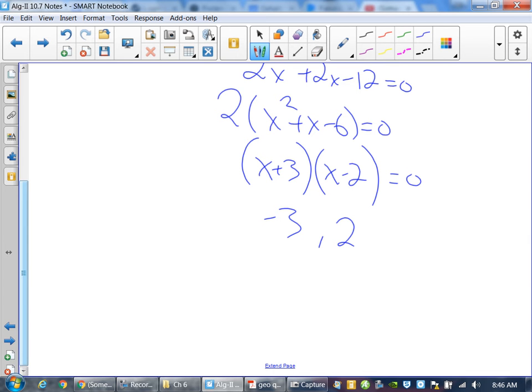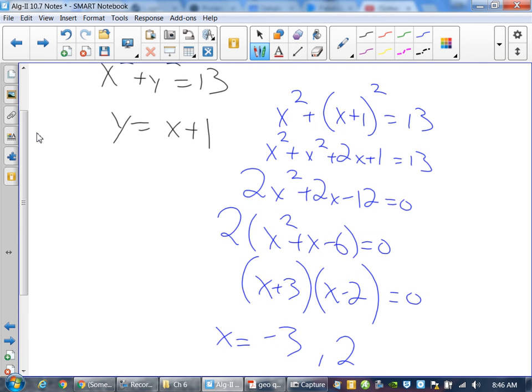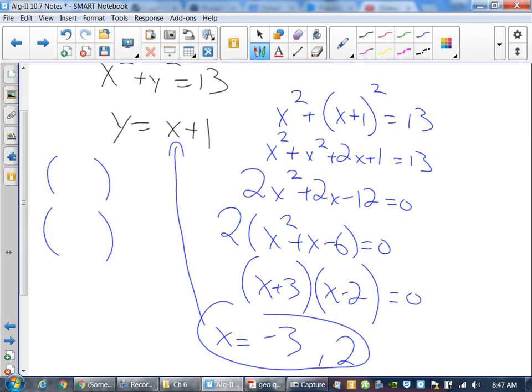Okay. So now I have zeros at 3 and 2 for x, which means I have to figure out my y values. So we take these values and substitute back there. This means you're going to have 2 ordered pairs where the circle intersects the line. You'll have one at an x value of 3 and one at an x value of 2. All I have to do then is solve them for y. So what's -3 plus 1?